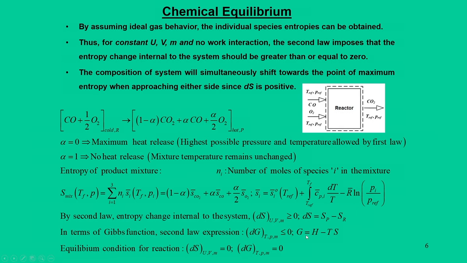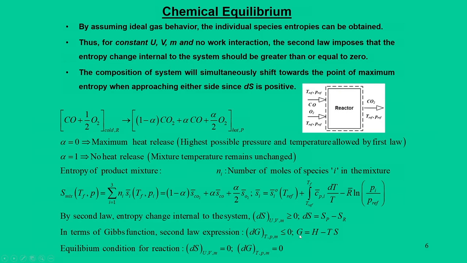And since the Gibbs function has another link with enthalpy, temperature and entropy, this gives a reverse expression. One can also find the Gibbs function from the second law expressions, and this tells that the Gibbs function at a given temperature, pressure and mass system is always less than or equal to 0. Why do I say this? Because the Gibbs function is measured with respect to temperature and pressure, whereas internal energy is measured with respect to volume and mass. Now, these two conditions impose that at equilibrium, the change in both parameters should be 0. So, this is the condition for chemical equilibrium, where for a chemical reaction the change in the entropy internal to the system should be 0, and the change in the Gibbs function should also be equal to 0.